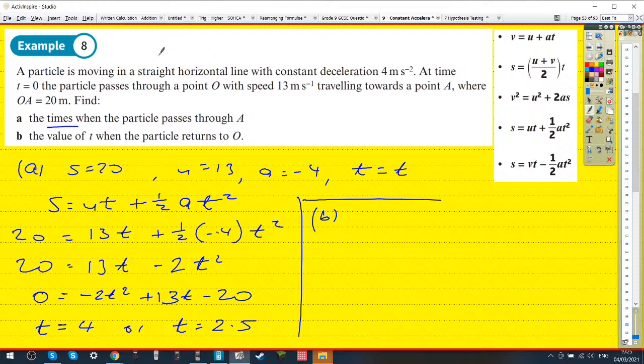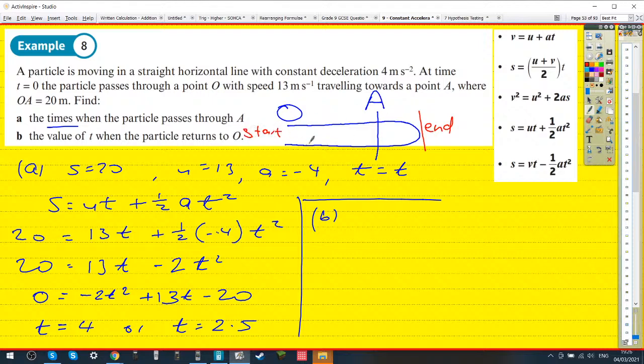No, hang on. A particle, a straight horizontal line. So you have O at the start, towards the point A. So I think it might go like that. And the point A is here. Okay. And so let's call this end, or something like that. This is start. So it's like a racetrack. How can we get from O to A?